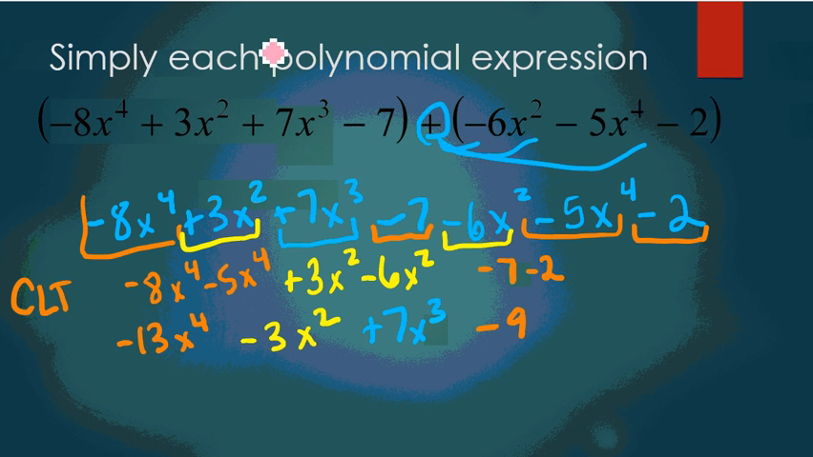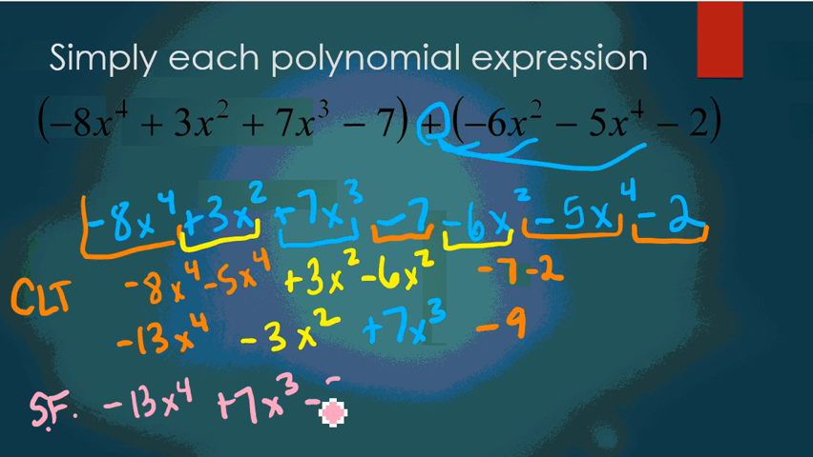Now we're going to put it into standard form. Standard form simply means highest exponent first. So highest exponent, we're going to put negative 13x to the 4th. Then we're going to put the next one, plus 7x cubed. And then the next one is minus 3x squared, and then minus 9. And then we're done. That is in standard form.